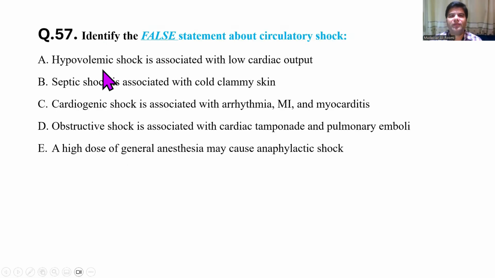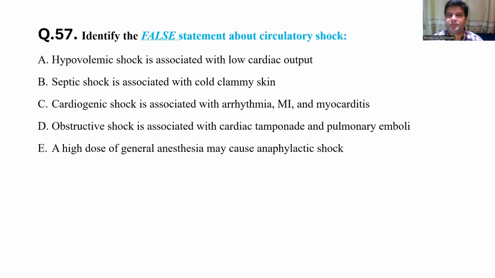Next question is, identify the false statement about circulatory shock. A. Hypovolemic shock is associated with low cardiac output. B. Septic shock is associated with cold, clammy skin. C. Cardiogenic shock is associated with arrhythmia, myocardial infarction, and myocarditis. D. Obstructive shock is associated with cardiac tamponade and pulmonary emboli. E. A high dose of general anesthesia may cause anaphylactic shock. You have to identify the false statement. So it means four of these five statements are correct. Identify the false statement. That will be the answer.